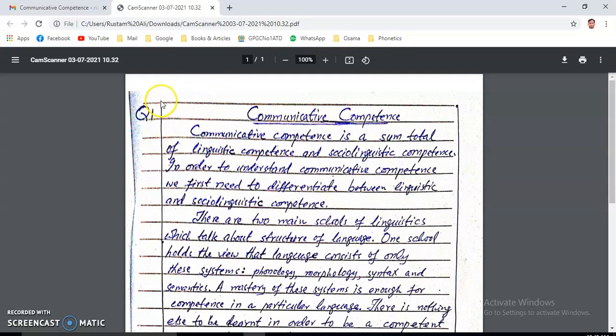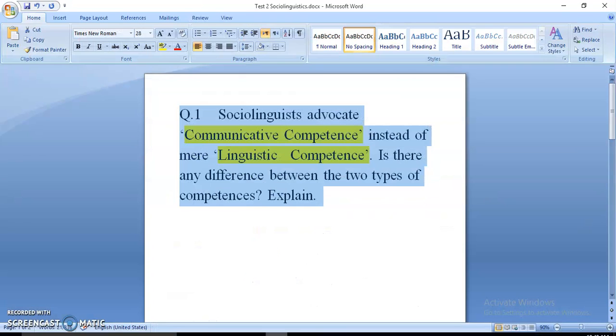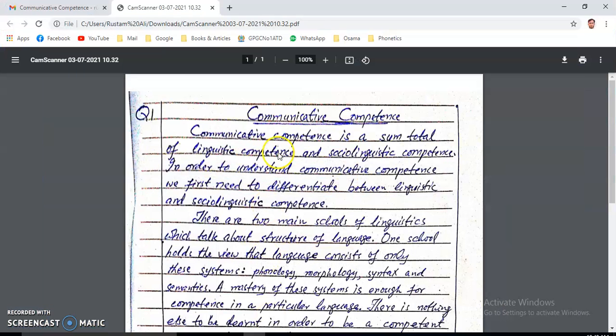You can draw a left margin or right margin, and then in the margin you must write down the serial number of the question. As you can see, Q1 represents question 1, and inside you can give a main heading like communicative competence, because the main item is communicative competence. Okay, now you can leave some space, which is called indentation. It indicates that this is a paragraph.